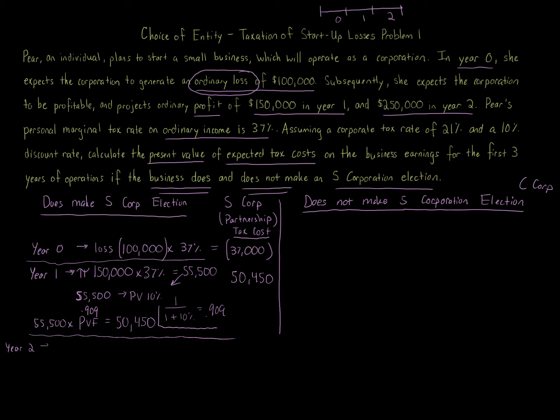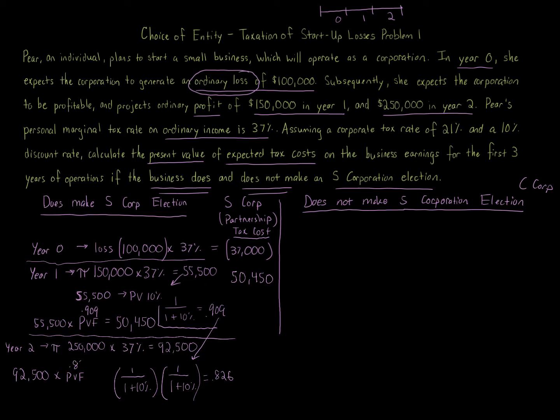And we do a similar approach like year 1 because we have a profit of $250,000. And we're going to multiply that by 37%. We get $92,500. So now we have to present value that $92,500, so $92,500 times the present value factor. The way we get the present value factor, we take 1 over 1 plus 10%, the same 10% discount rate, and multiply that by 1 over 1 plus 10%. So you basically are squaring that 0.909 number, taking 0.909 times 0.909. And when you get that factor, what you're going to get is 0.826, again rounding to 3 decimal places.